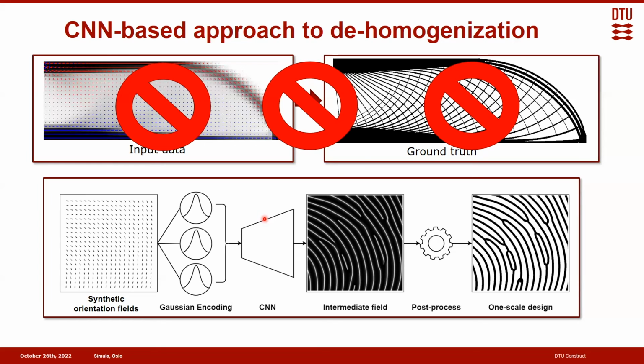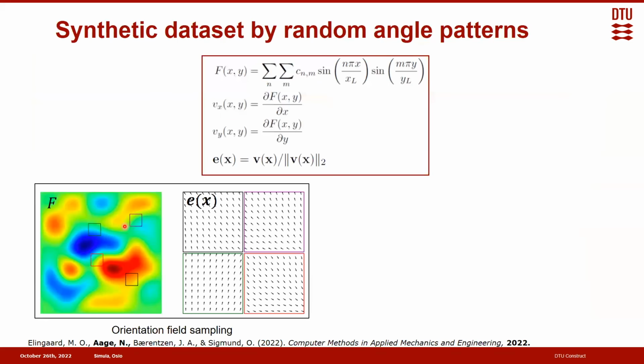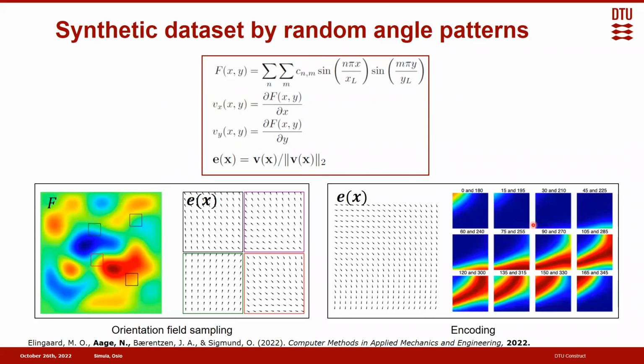So what we did is that instead of using PDEs to generate our input or training data, we simply just use the angle fields. You can think of it like this, just some sine, cosine summation, and then we do some small branches. We collect the angles in small patches, and then we sort them in an encoding. So this is how we train it, completely free, no physics solved anywhere, just image processing.